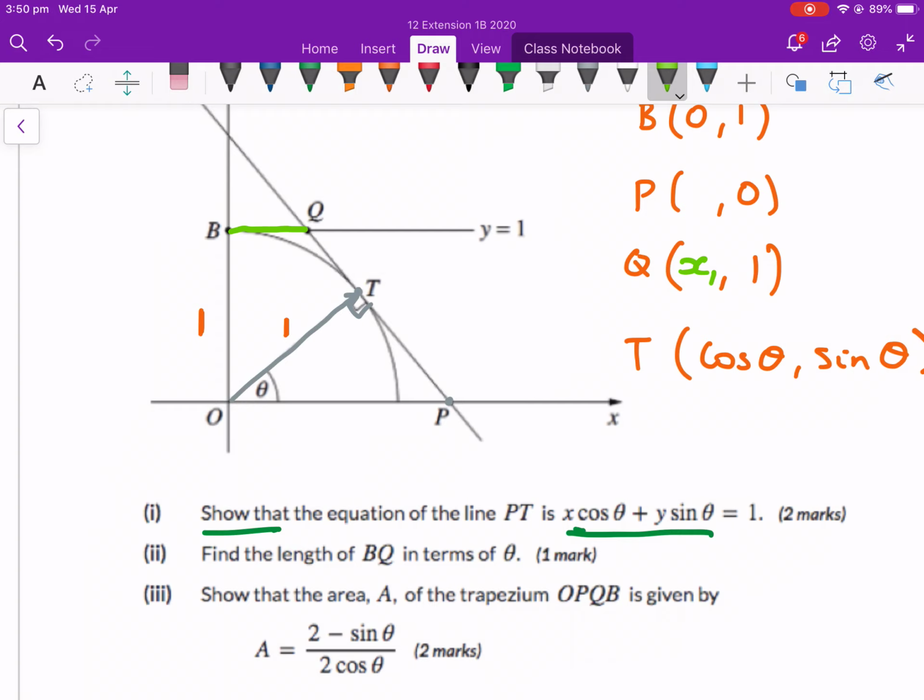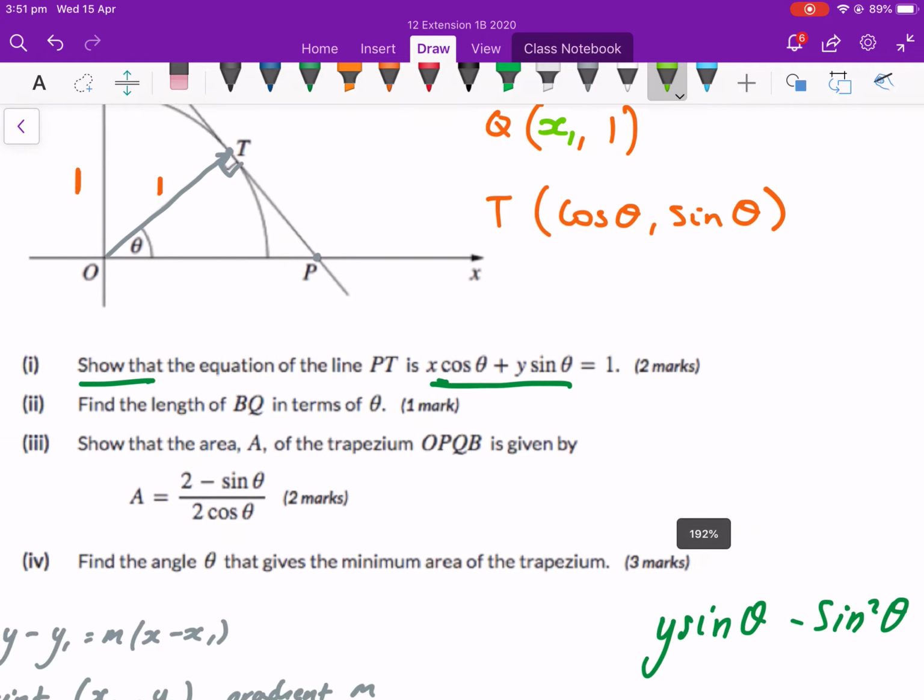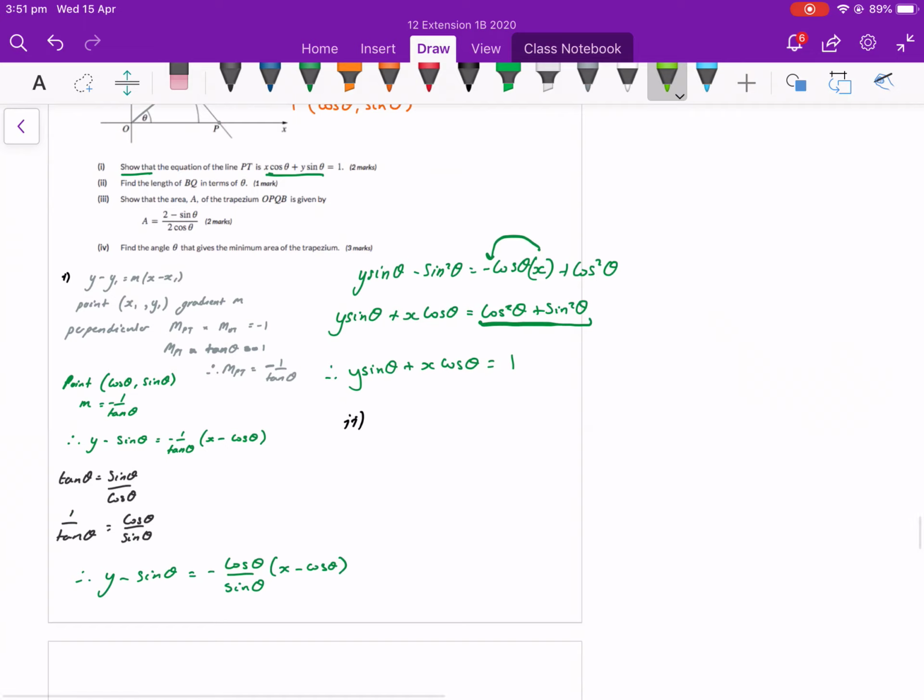So what we've got to now think about is how can we use these earlier parts of the problem to help us out with these later parts. Part 2 has us find the length of BQ. Basically, we want the x-coordinate. Well, we know what the y-coordinate is, and we know the equation of the line PT that it passes through. So we can use all of that to help us find that x-coordinate.